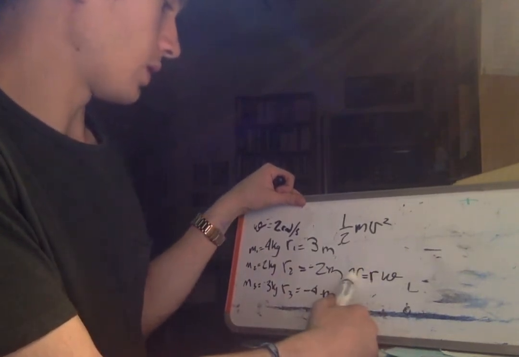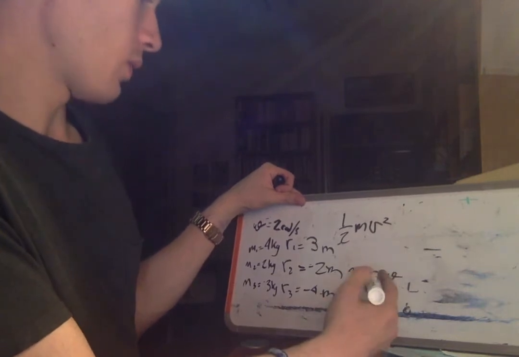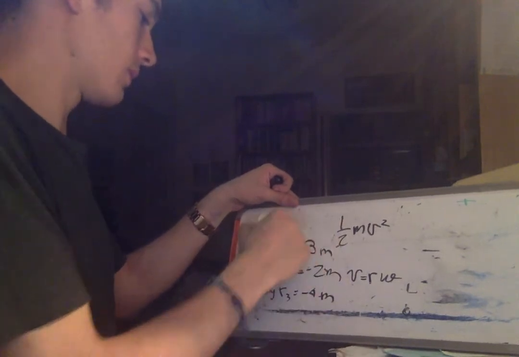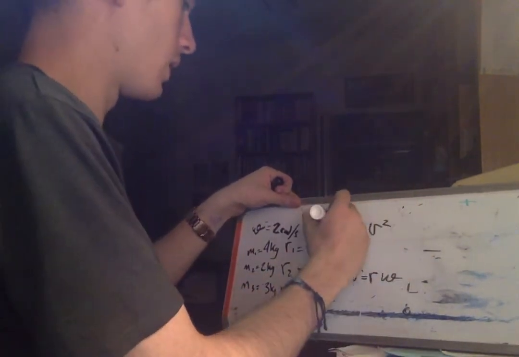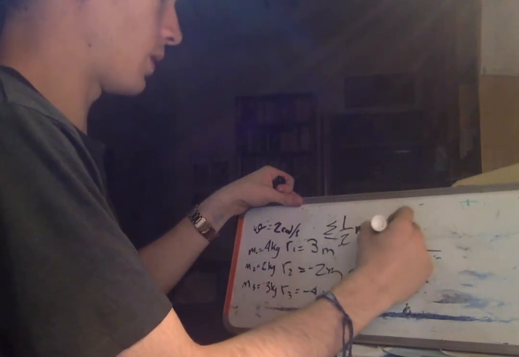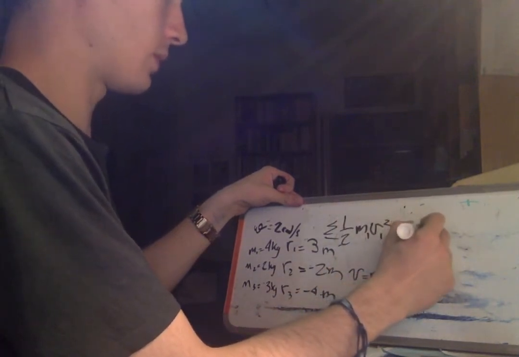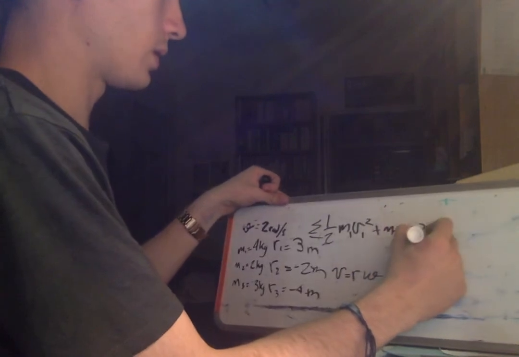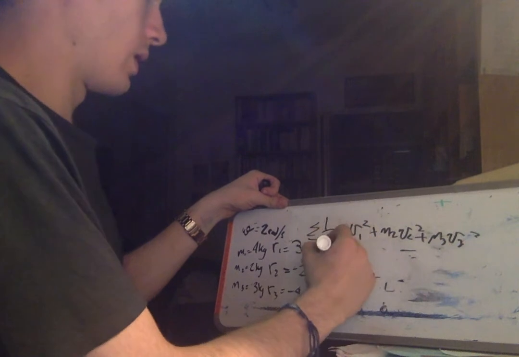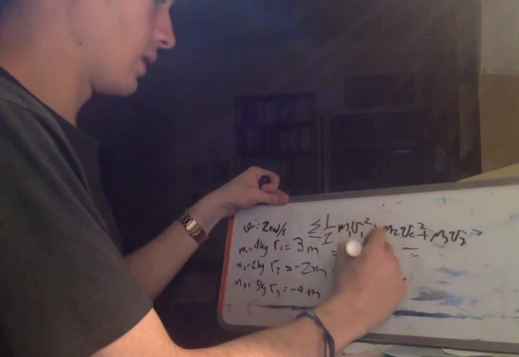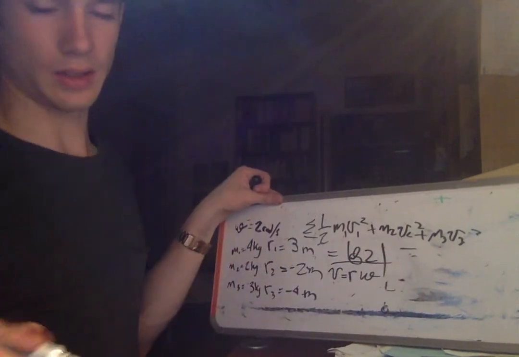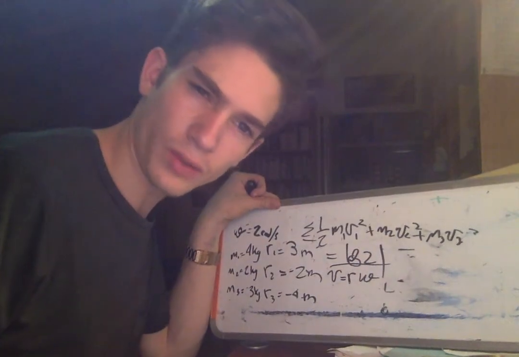We can work the velocity out of here, and then we know that we can calculate the velocity for each one of these, and then we can simply sum all of these, and then if we sum 1/2 m1 times v1 squared plus 1/2 m2 times v2 squared plus 1/2 m3 times v3 squared, this should equal 182 in kinetic energy. And that's how you solve the problem. Thank you.